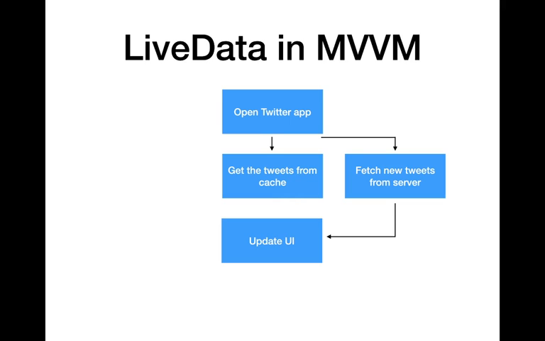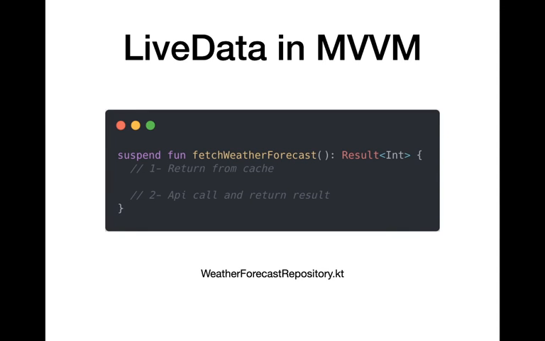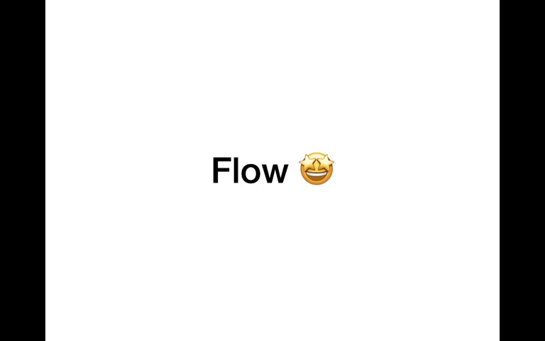In order to achieve this kind of functionality, you might need something similar to this in a suspend function. You need to first return from the cache inside the suspend function, and you need to return the API result. But since you can only return a single value from a function, you cannot do that, right? So this is where Flow comes in, actually. So let's see what Flow is, first of all.